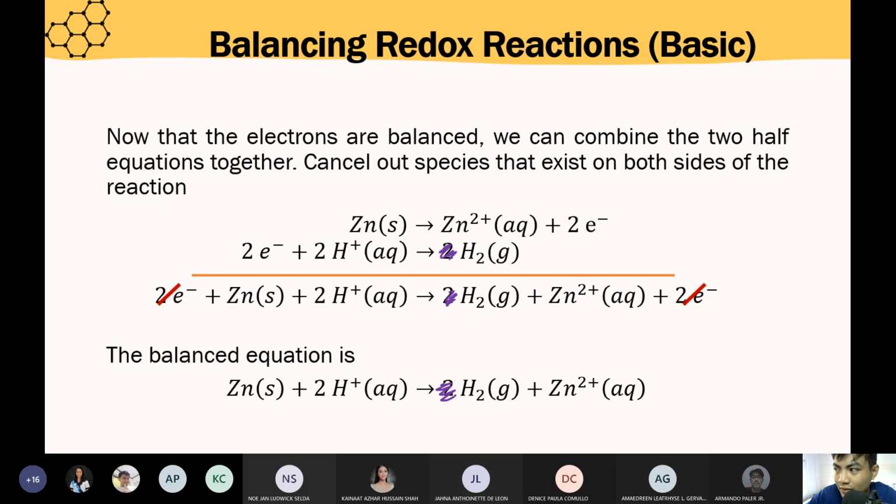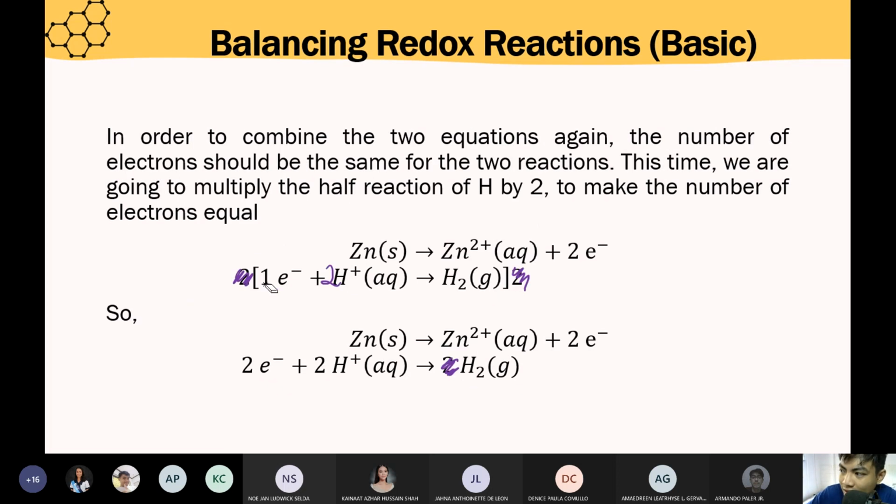Kung hindi balance yung electron, for example, dito. Kanina 1 yan, di ba? Tapos dalawa doon. So, i-multiply mo yung equation by 2 sa baba para maging dalawa yung electron.